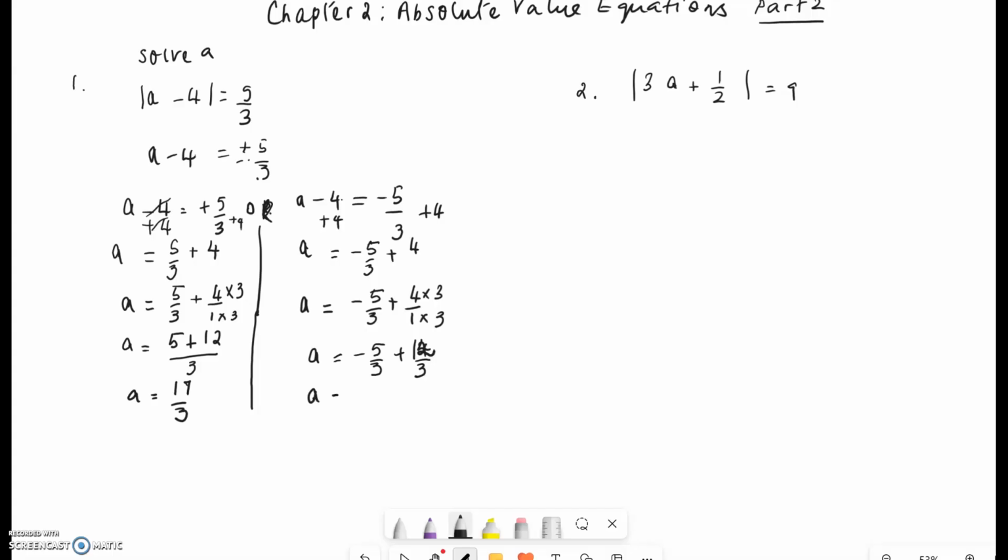So a is equal to negative 5 plus 12 over 3, and a is equal to 7 over 3. So the two values of a are either equal to 17 over 3 or equal to 7 over 3. So these are the two solutions of a.